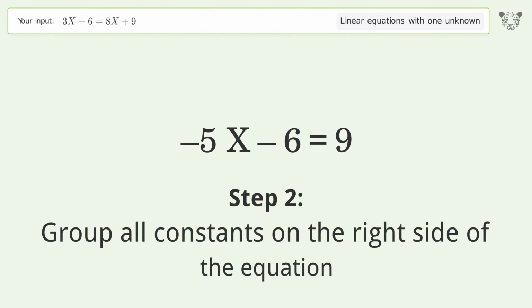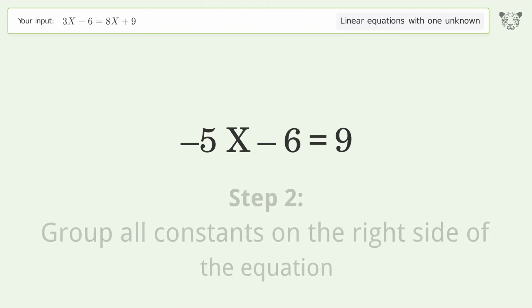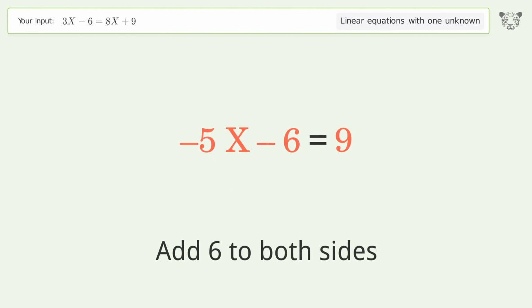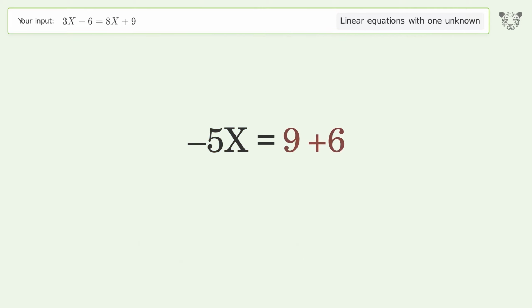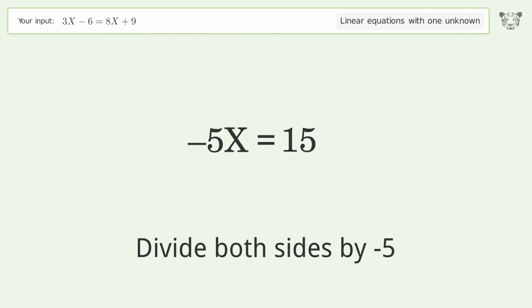Group all constants on the right side of the equation. Add 6 to both sides. Simplify the arithmetic. Isolate the x. Divide both sides by -5.